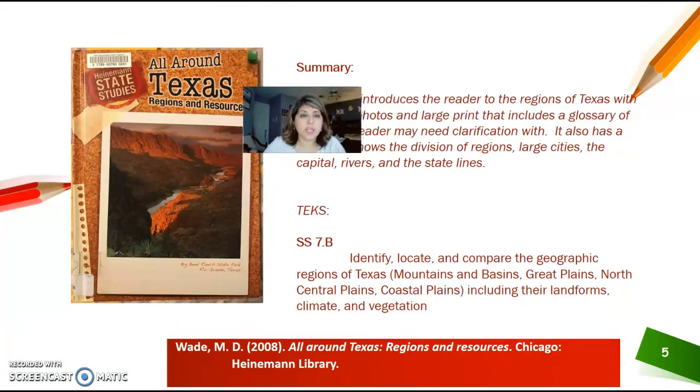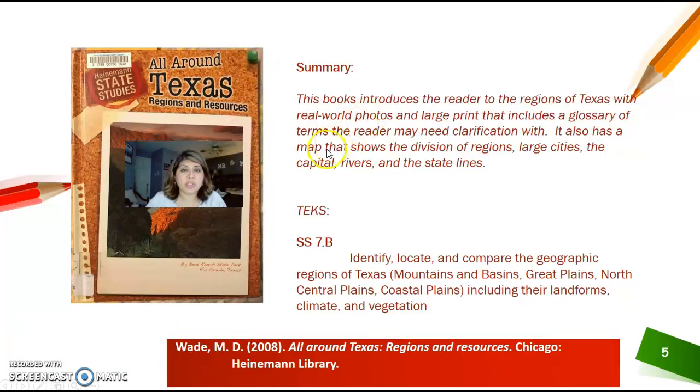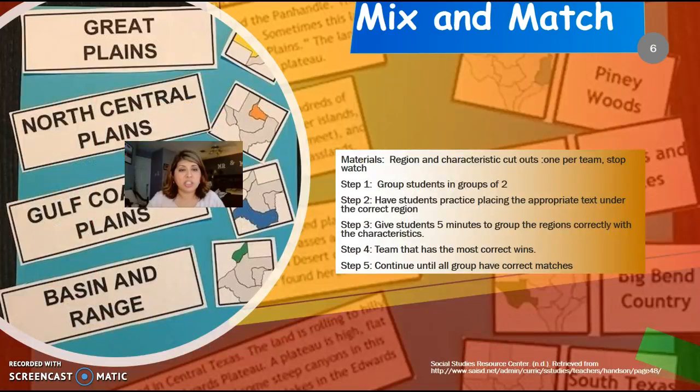The first book I chose was All Around Texas, Regions and Resources. This book introduces the reader to the regions of Texas, and gives you really vibrant photographs. The TEKS I focused on here was Social Studies 7.B. And that was to identify, locate, and compare the geographic regions of Texas, mountains, basins, Great Plains, North Central Plains, coastal plains, including their landforms, climate, and vegetation.